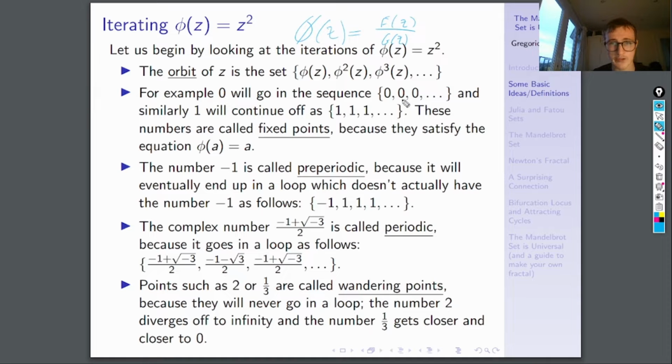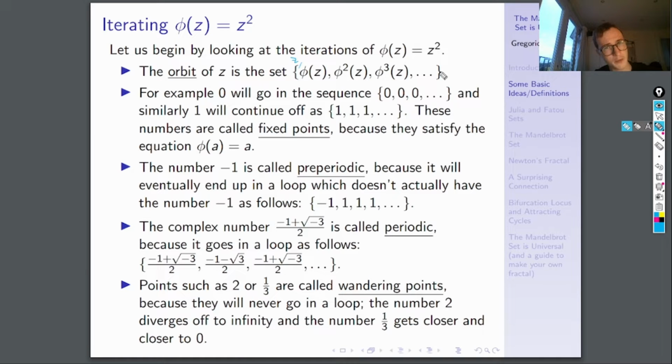We see the behavior. Does it explode? Does it converge to some number? Does it go in a loop? Those types of questions. One of the easiest functions we could look at is just z squared. That's a rational function. The orbit of z is the set including z itself, then phi of z, then what happens when we do phi twice, then phi 3 times, and so on and so forth. That's what the orbit is, just all of those numbers.